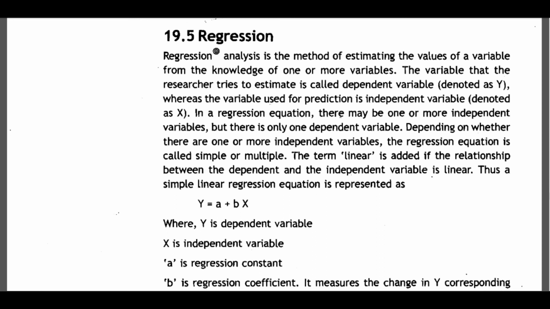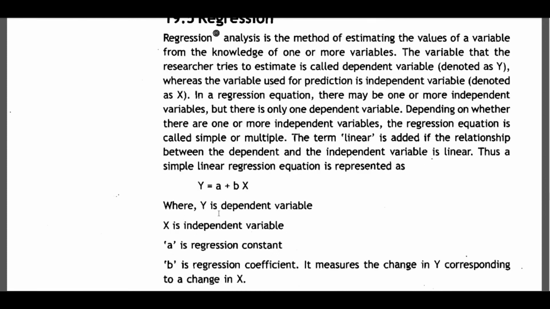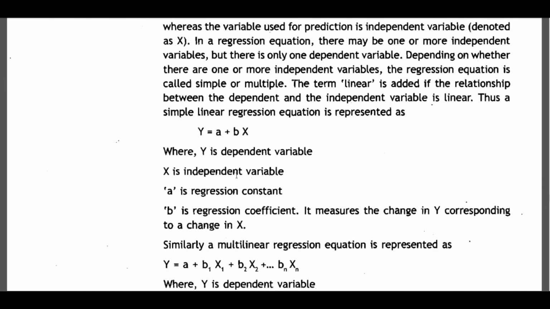In a regression equation, there may be one or more independent variables, but only one dependent variable. Depending on whether there are one or more independent variables, the regression equation is called simple or multiple. The term linear is added if the relationship between the dependent and the independent variable is linear. Thus, a simple linear regression equation is represented as y = a + b x, where y is the dependent variable, x is the independent variable, a is the regression constant, and b is the regression coefficient.